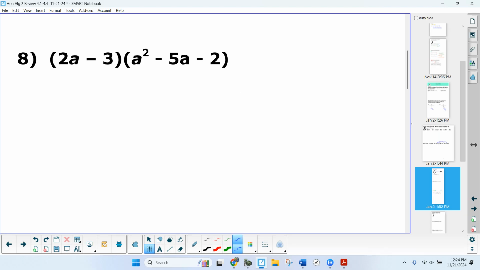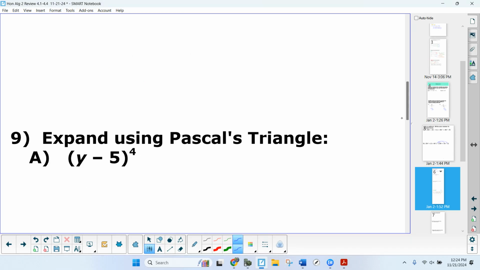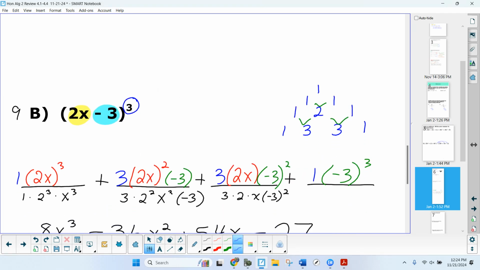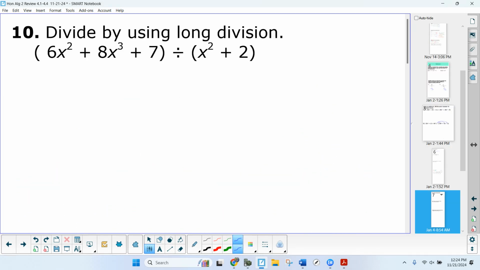Oh, this one you just, first you give everything a what? 2A, then you give everything, and then you combine like terms. Okay. This is a Pascal's triangle with an easier one. We already did a harder one. Long division.